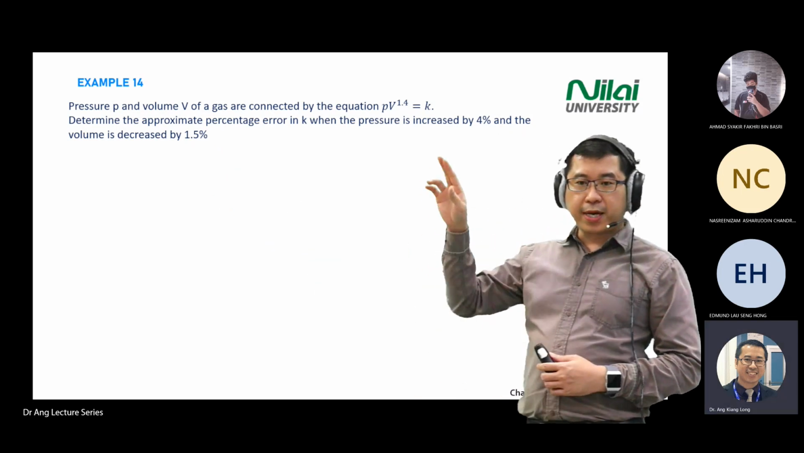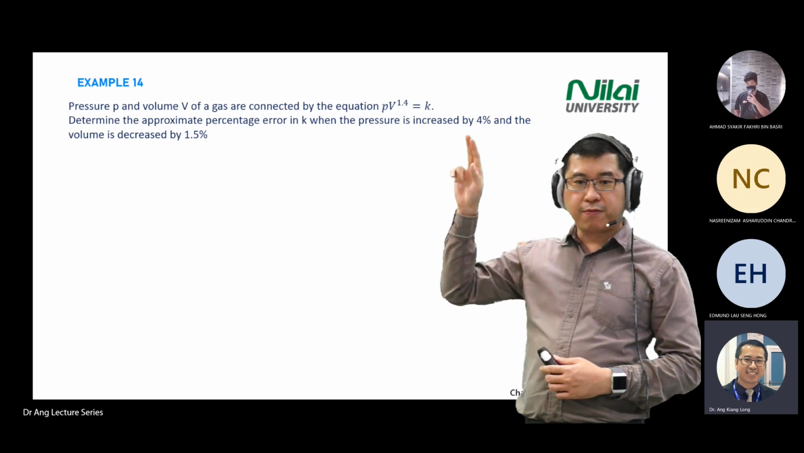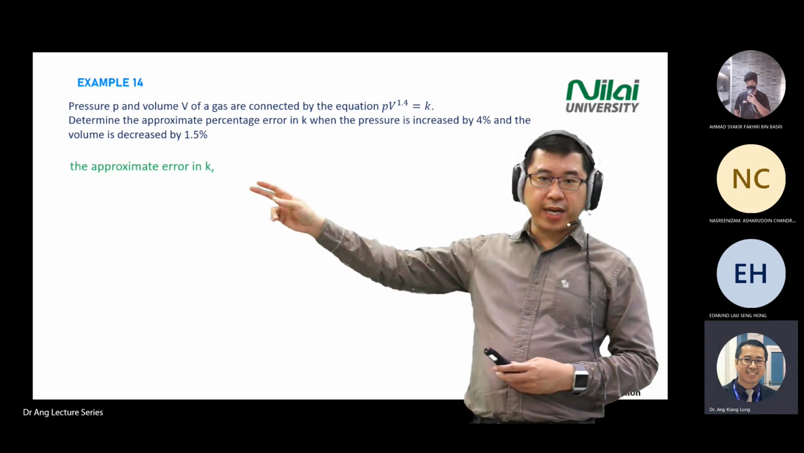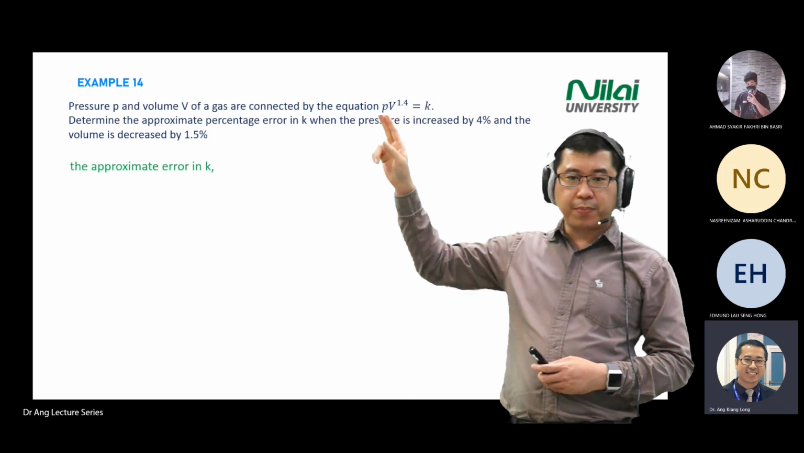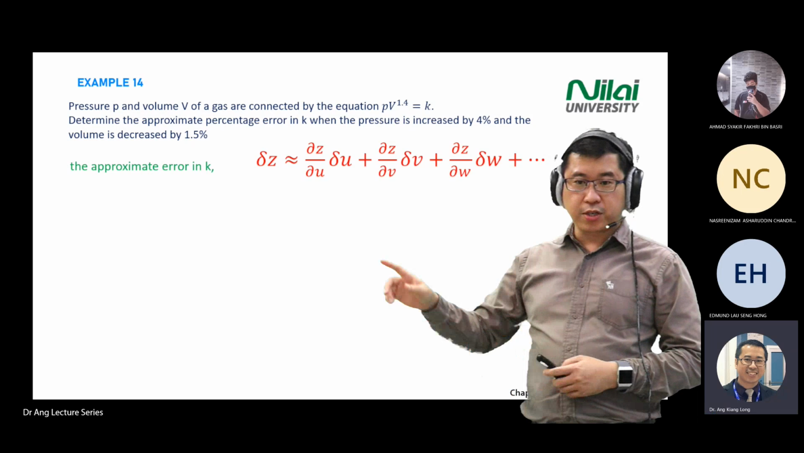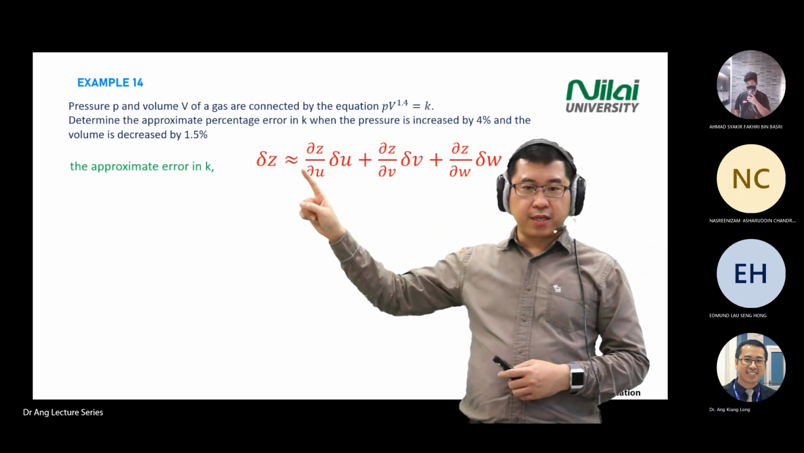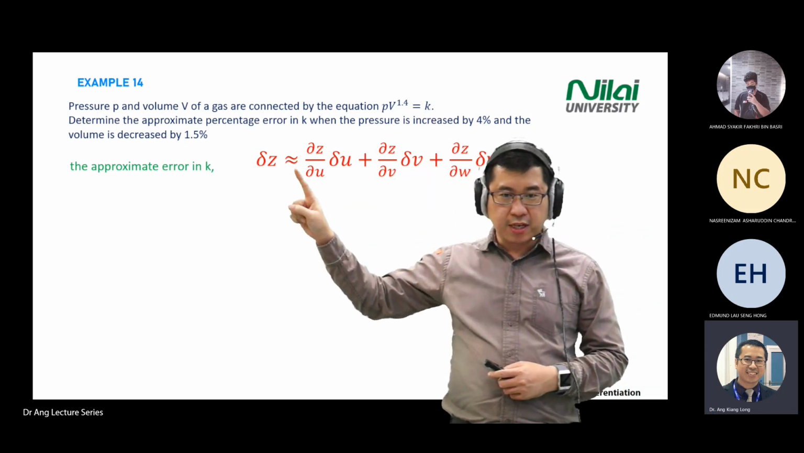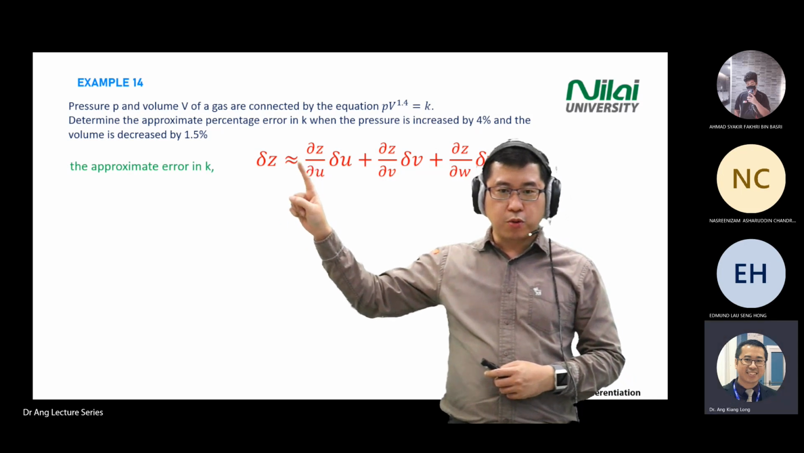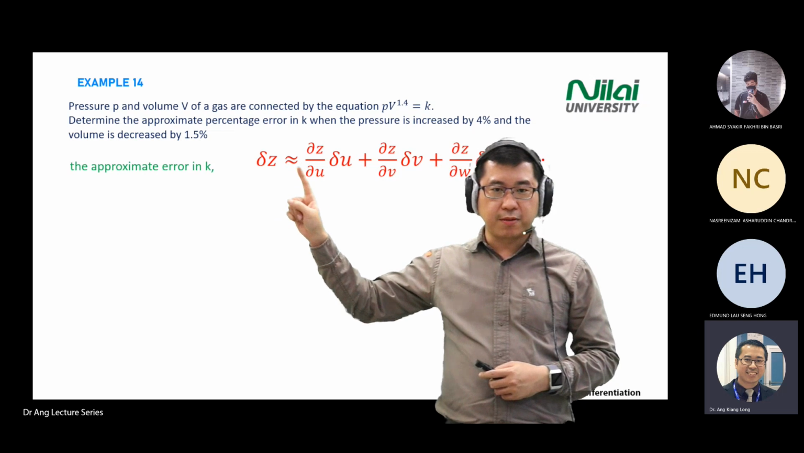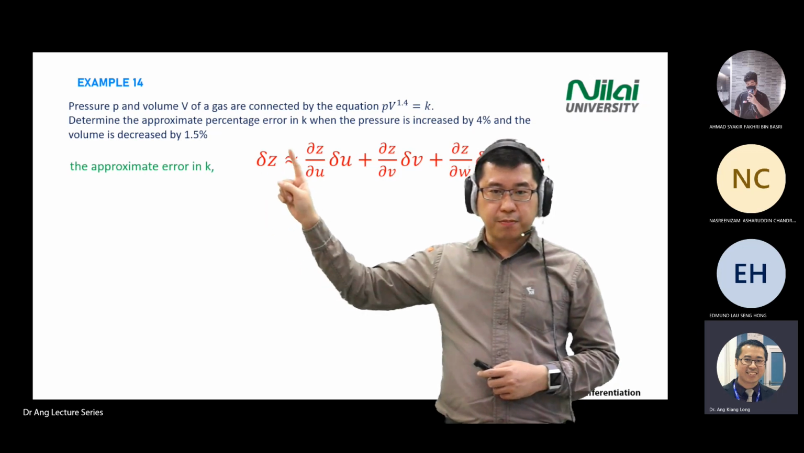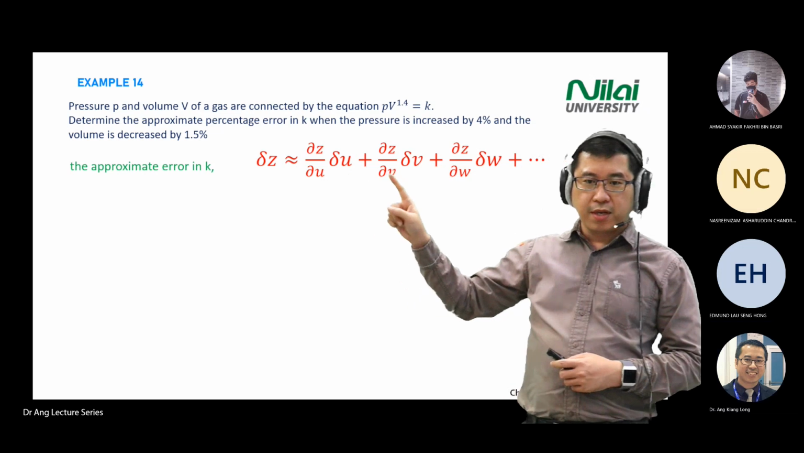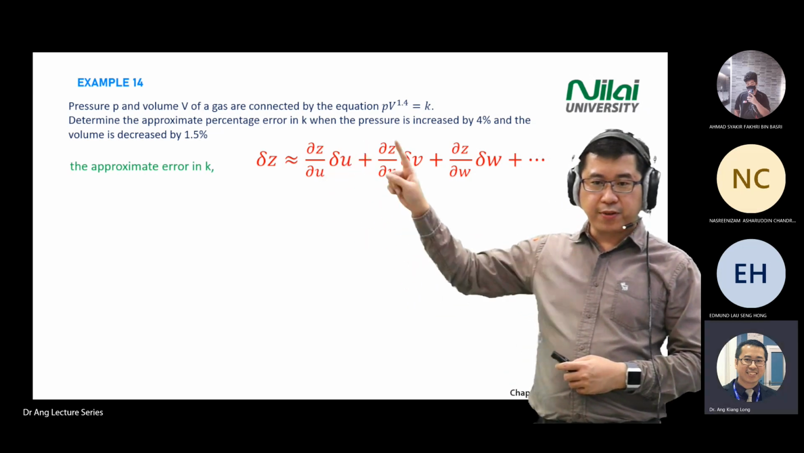I want you to get some idea what is increase: increase will use positive, decrease will use negative. To find the approximate error of K, you know that K is in terms of P and V, so you use the general equation. For small changes, the symbol you use is curly, which means near to, approximate. Del z is approximately the partial differential of z with respect to u, the u component, plus the v component, plus the w component.